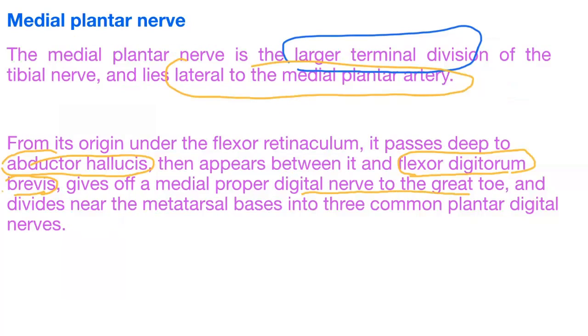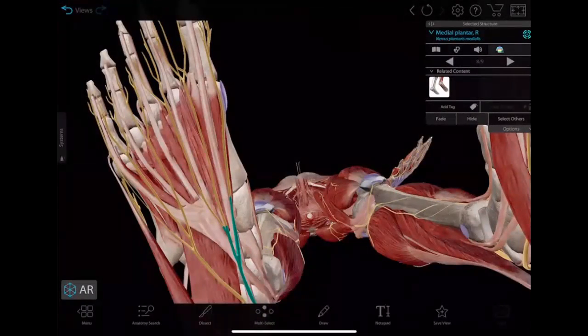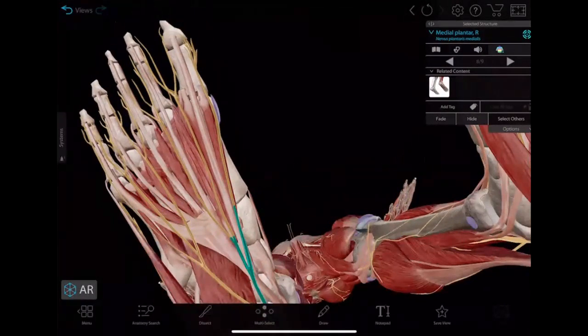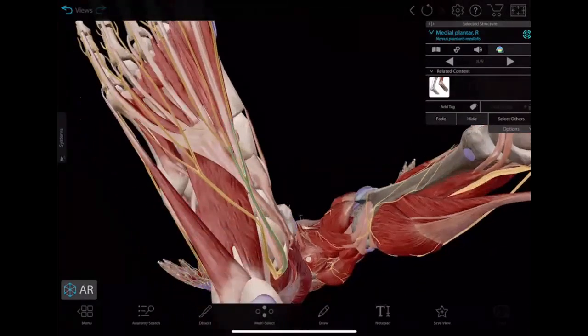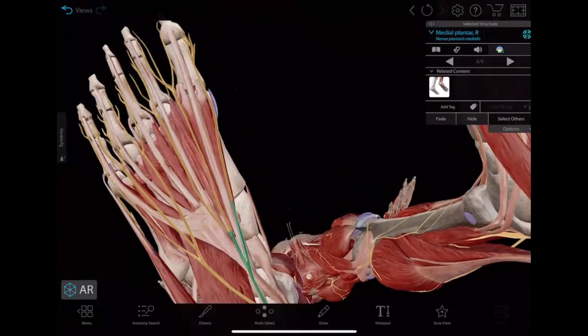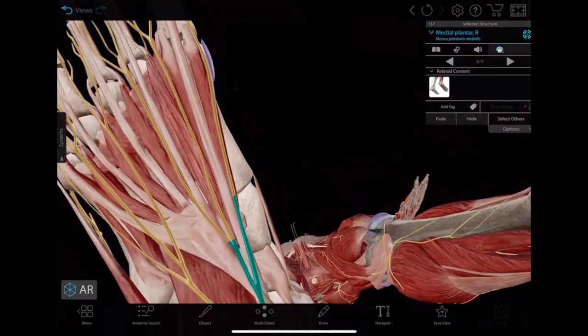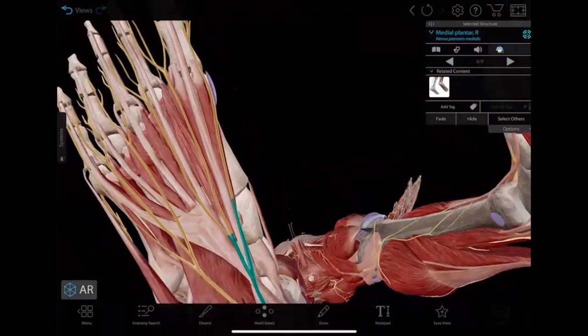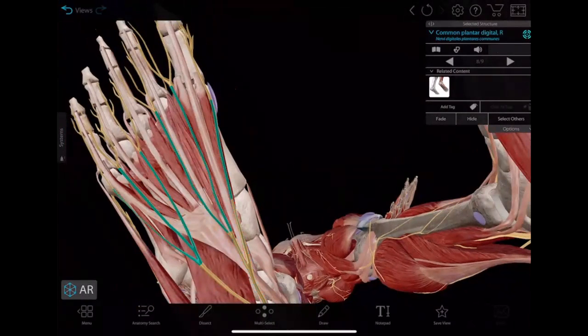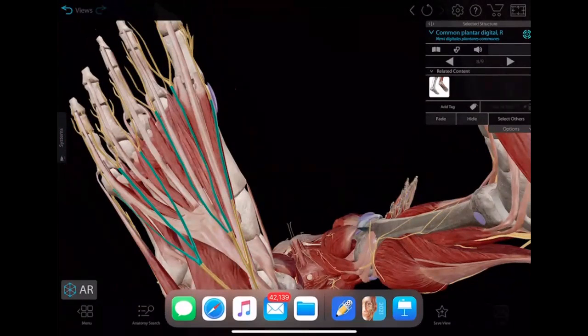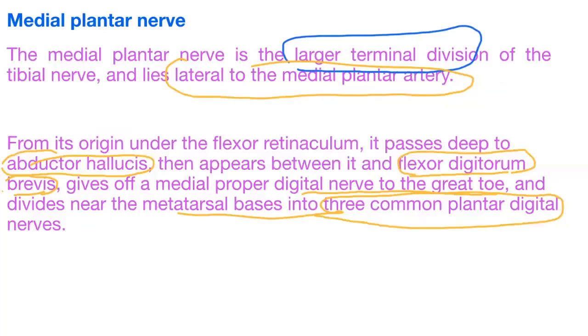It gives a proper digital nerve to the great toe and divides near the metatarsal bases into three common plantar digital nerves, right? Three common. So this one, this is the three. It is not well represented in this atlas, but it divides into three, right? So one is a proper digital branch to the great toe, and there come three common plantar digital nerves.